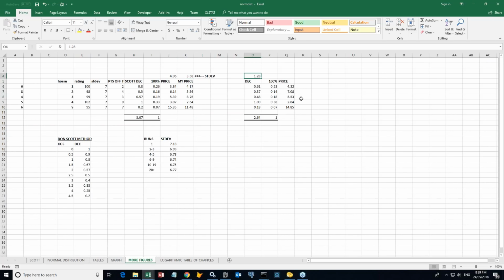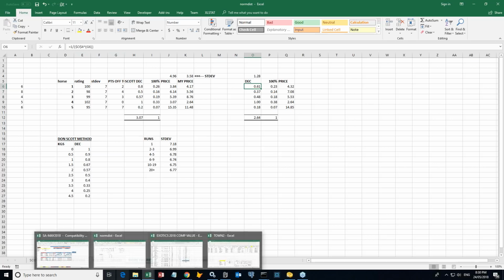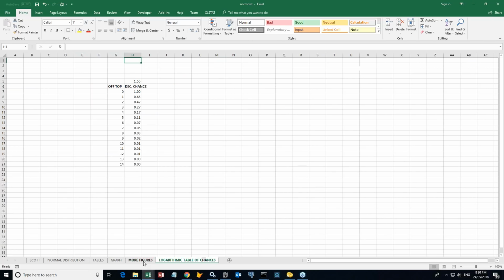Now, using a figure of 1.28, the prices would be this. The reason being, the top pick obviously gets a decimal of 1. This guy would get a 0.61 and this one a 0.37. Now, I'll just leave it on that horse for a sec. Those who can see that formula, you don't need to look up that table. All you actually need to do is put that down to 1.28, so it's the same as the other one, so you can see that scale.